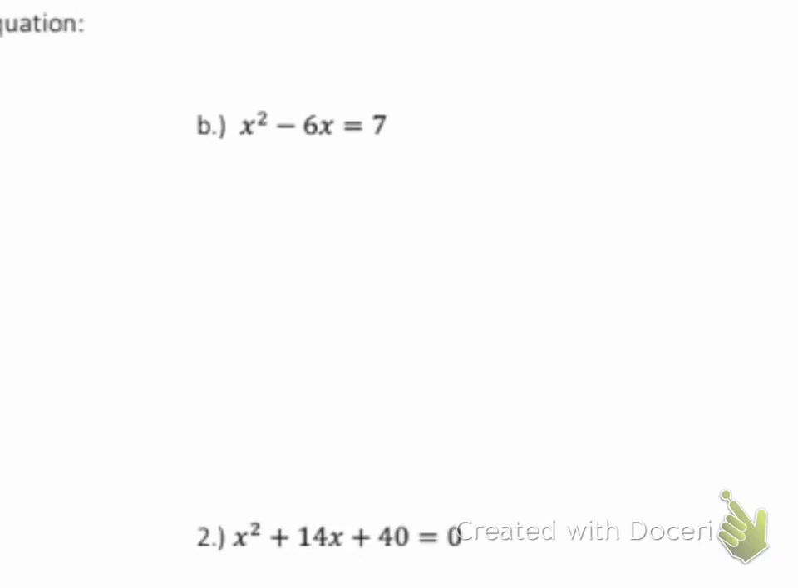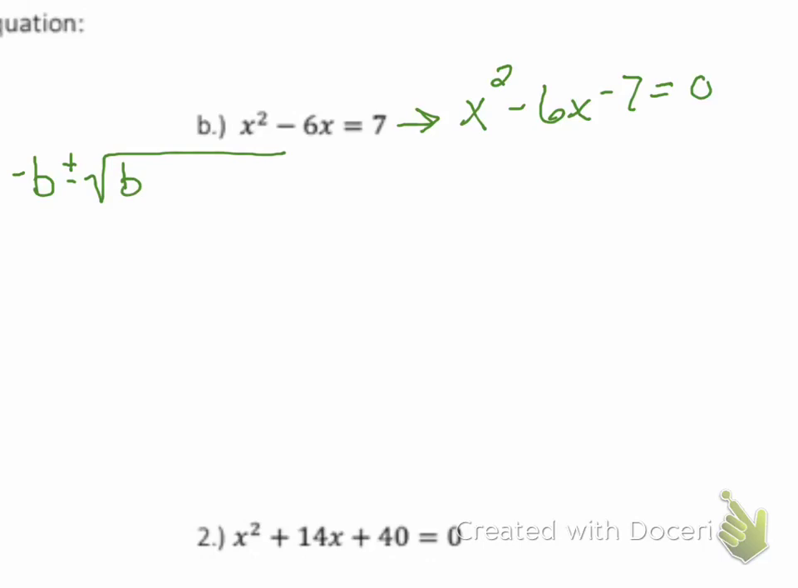So then in B, I'm going to take the same first step. Sorry about my little doodle down here. I am going to get this into standard form. So I'm going to subtract 7 to the other side to get x squared minus 6x minus 7 is equal to 0. And I'm going to put my equation off to the side: the opposite of b plus or minus the square root of b squared minus 4ac, all over 2a.